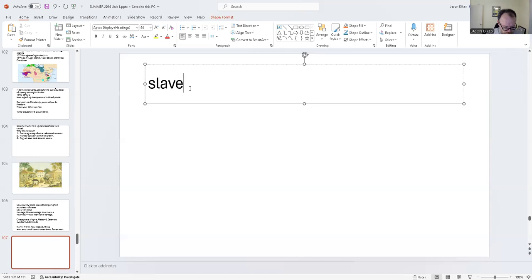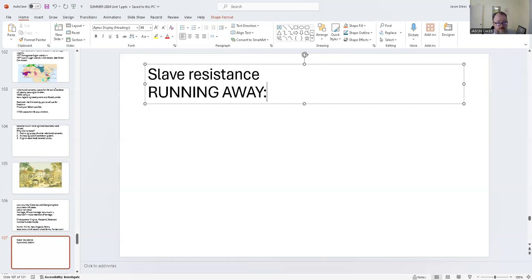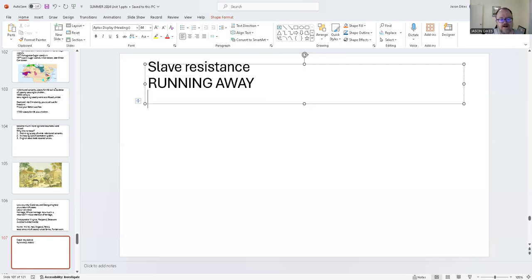Resistance was also pretty common as well. And resistance, again, would also be based on how long you've been here, what part of the country you were on, and so on. The first type of resistance is simply running away. Okay? And runaways typically break down into 2 different categories. The first is what were called saltwater slaves.